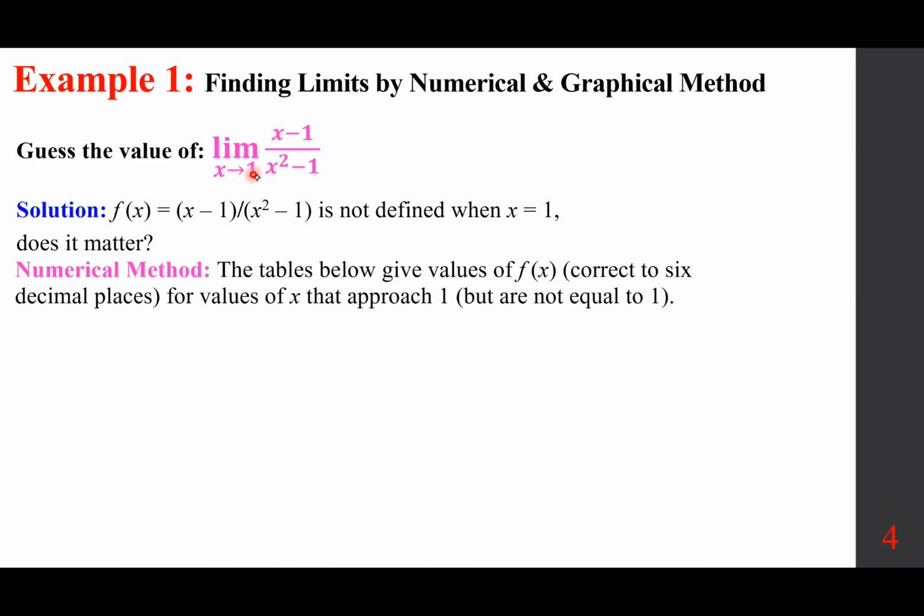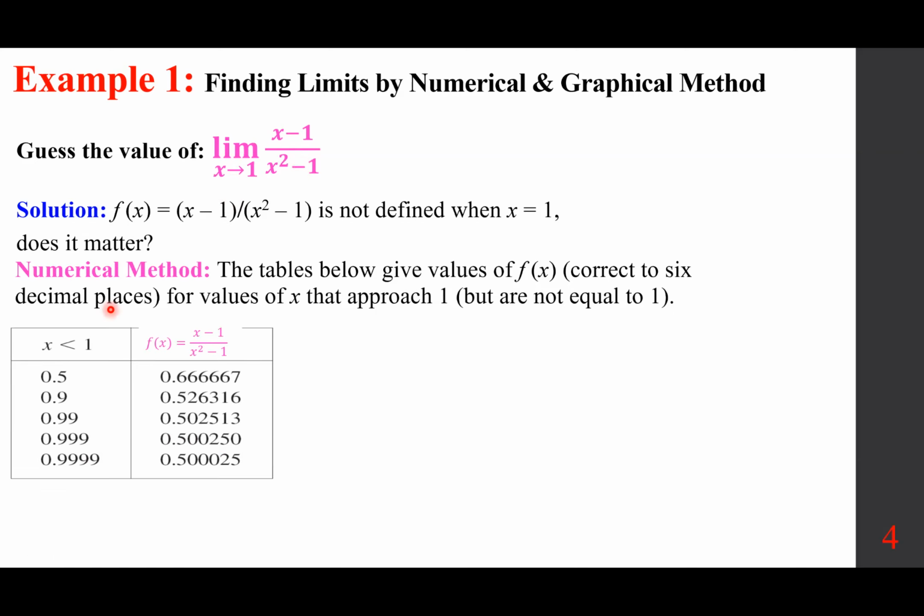So we're going to go on the left side, pick up values such as 0.5, 0.9, 0.99, and so forth, and plug them into this. So here's the evaluation. When x is less than 1, for example, plug in 0.5 into this, it gives you this answer. 0.9 gives you this. And as you add more 9s, it gets closer and closer to 1. But it is important to understand this means we never get to 1.